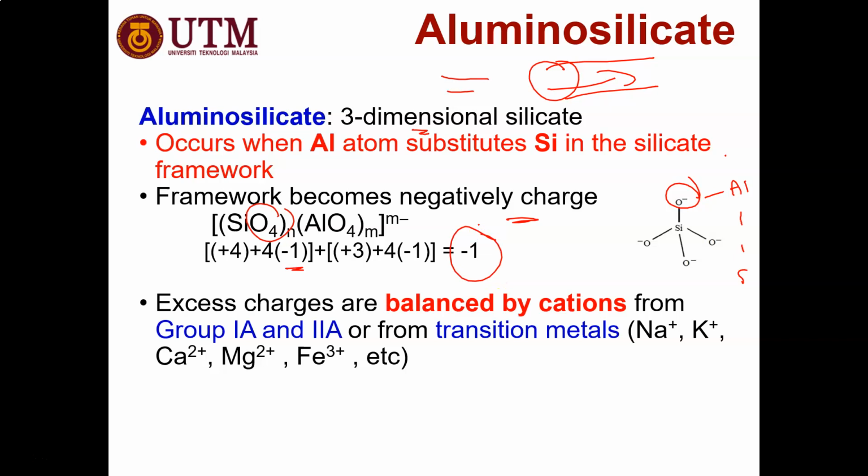It is usually negatively charged. And kita tahu kalau negatively charged, you always have to have an ion untuk seimbangkan dia punya charge in order to make it stable. So which is why aluminosilicate are always balanced by cations. Okay, cation apa? Okay, it can be from group 1A or 2A, for example, sodium, potassium, calcium or magnesium. Or dia boleh transition metals such as iron 3+. So, diorang akan di luar framework untuk imbangkan dia supaya dia stable.